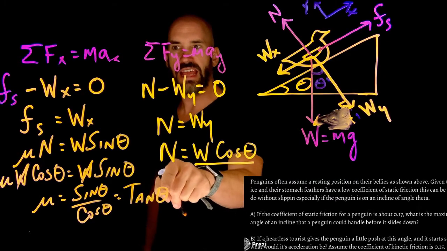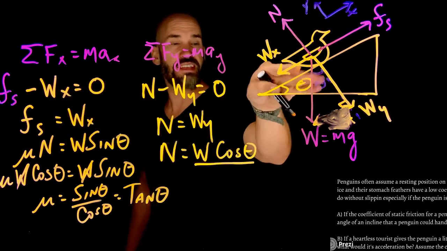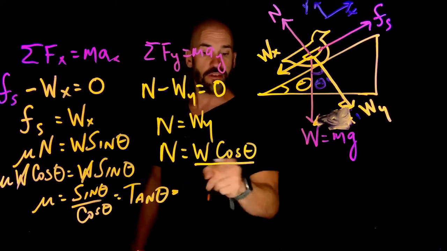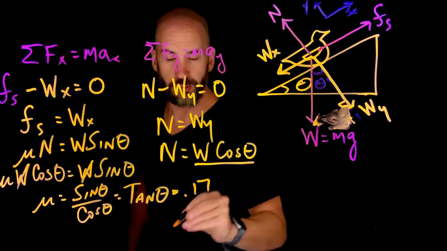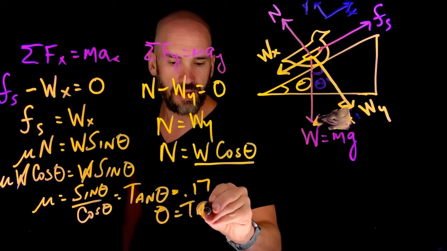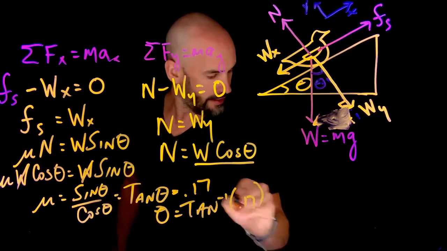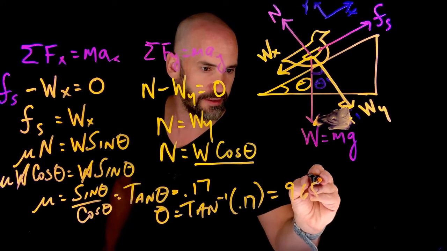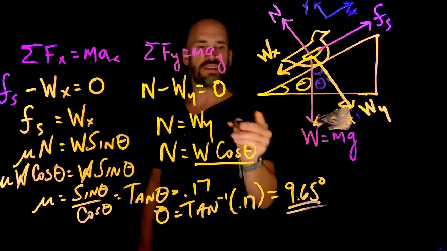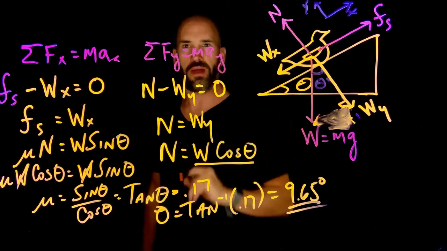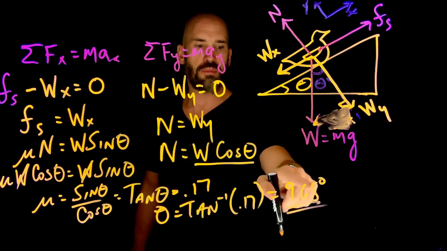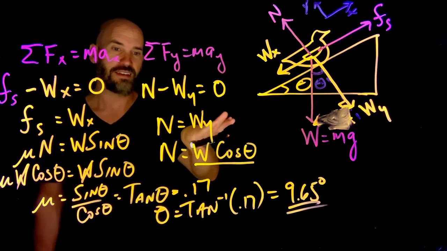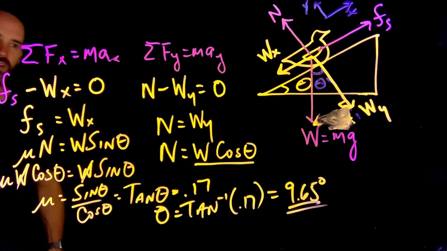And so I wanna find that angle. That's my guy right there, right? That is the angle such that these are balanced forces and this guy doesn't slip, okay? So what is that angle? Well, we said over here that the coefficient of static friction is just 0.17, right? So theta will be tan inverse of 0.17, and I get 9.65 degrees for this, okay? So what does this mean? That means that if this poor little penguin is on a slope that's any greater than 9.65 degrees, let's say a 10 degree slope, this guy is gonna be sliding down, sliding down, sliding down by a penguin.